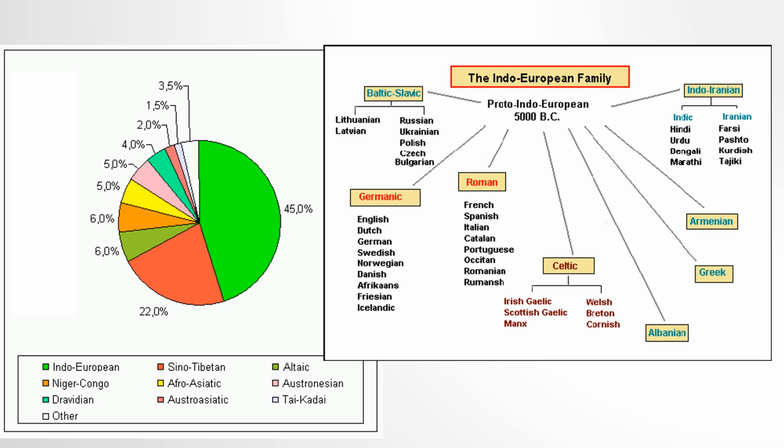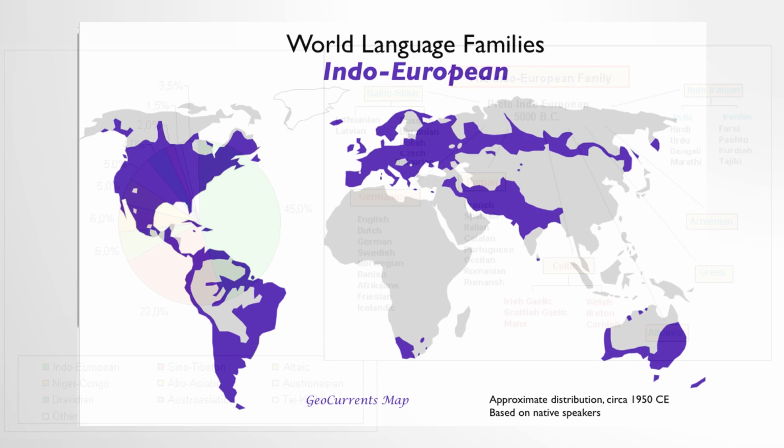So only 6% speaks Altaic, or only 6% speaks Niger-Congo. So obviously the world's dominant languages are either part of the Indo-European family or the Sino-Tibetan family. Here you can see just kind of a map of where the distribution of Indo-European is.